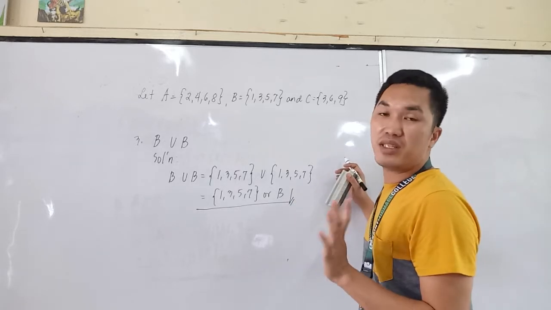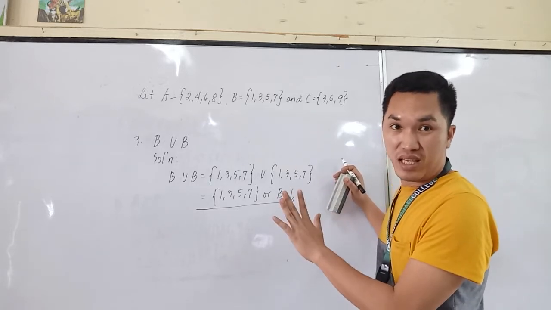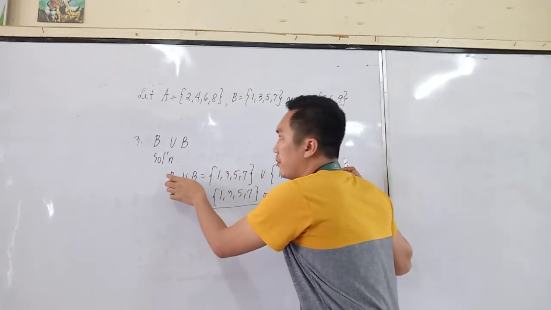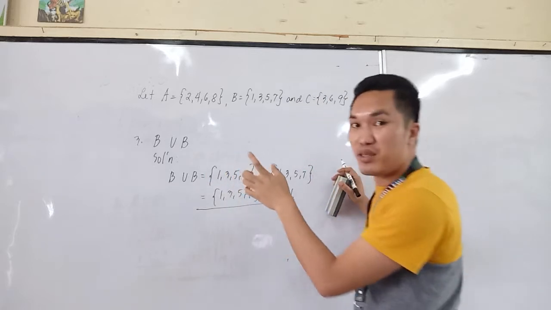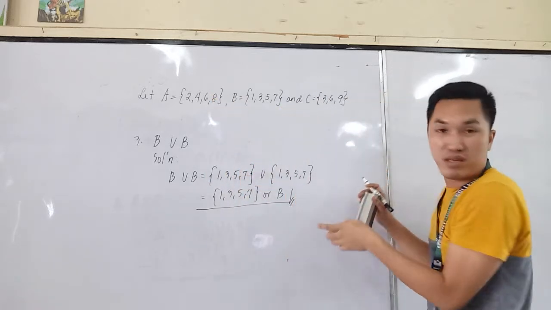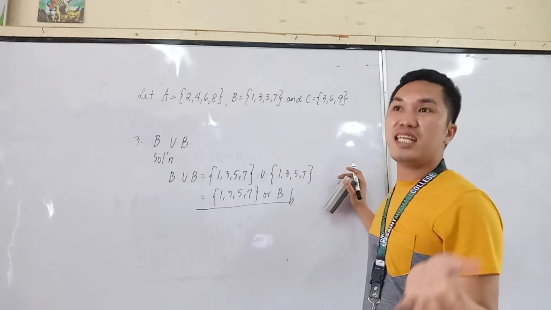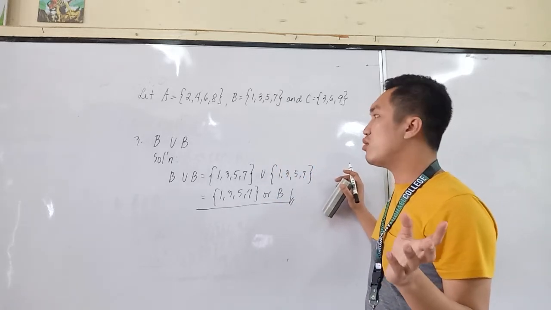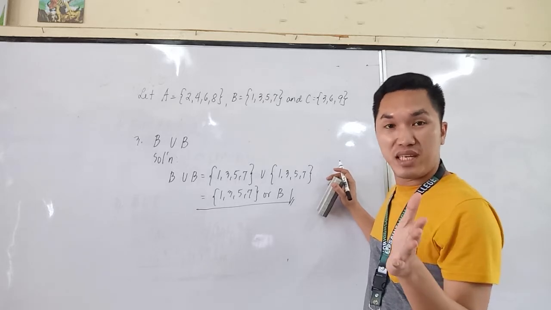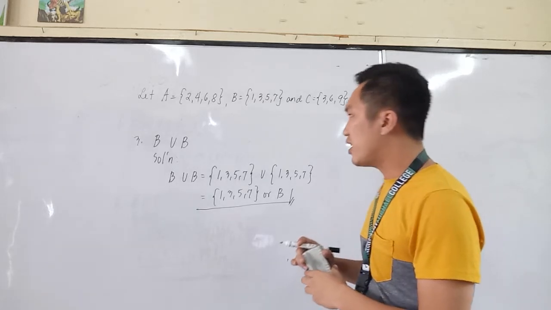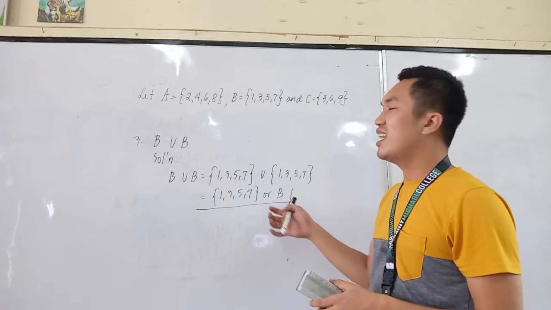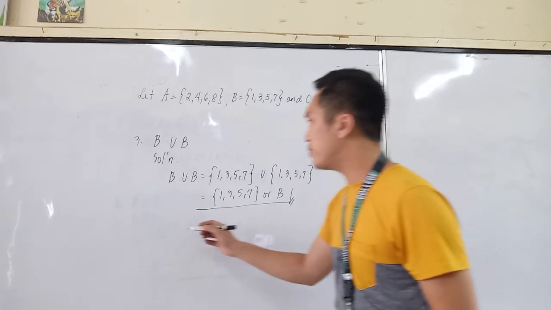Now, this will not happen only in set B. Any set will do. Set A is being union to itself, set B is being union to itself, and set C is being union to itself. Any set, if we union it to itself, the answer remains itself. Okay, questions for this one? Okay, let us proceed with the fourth example.